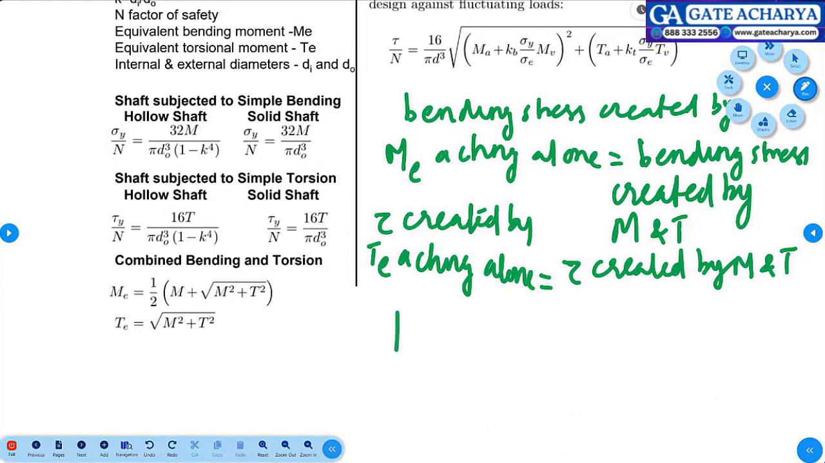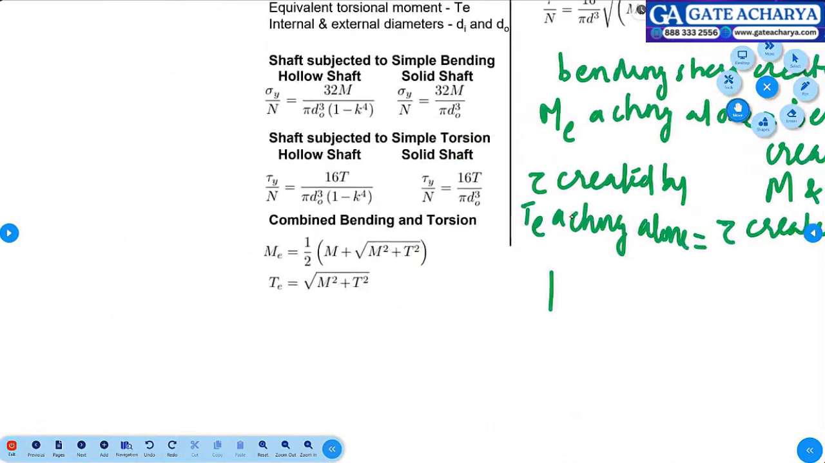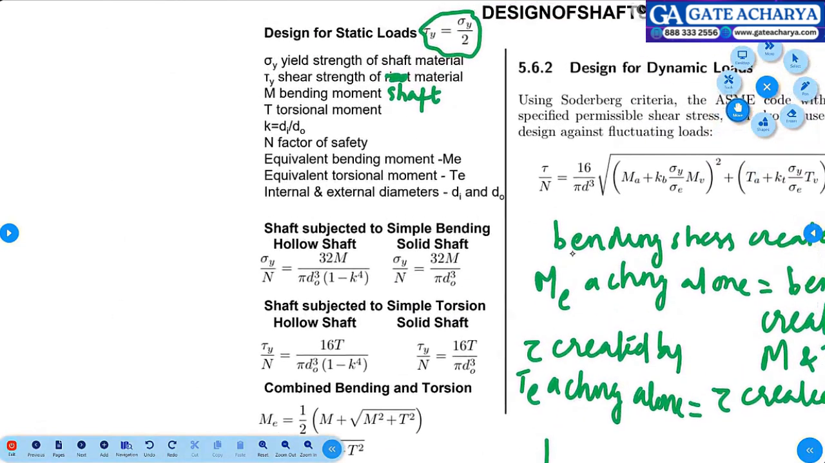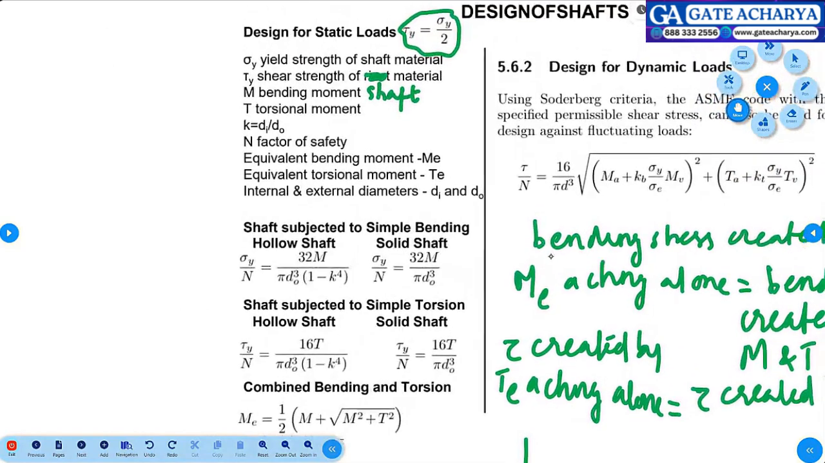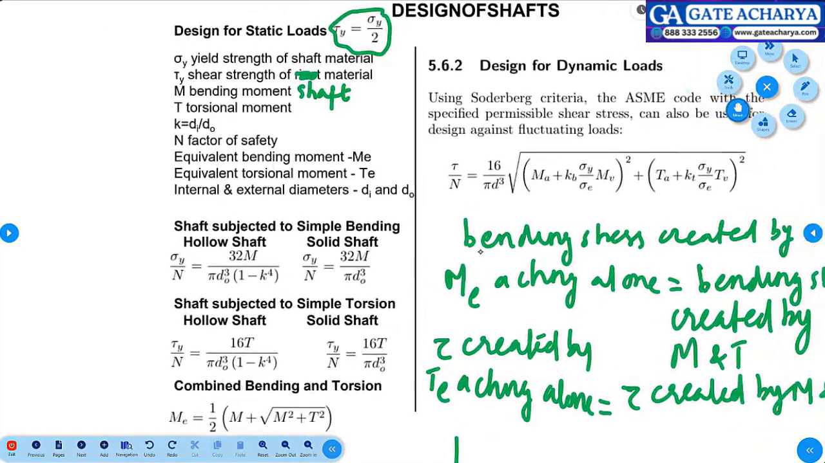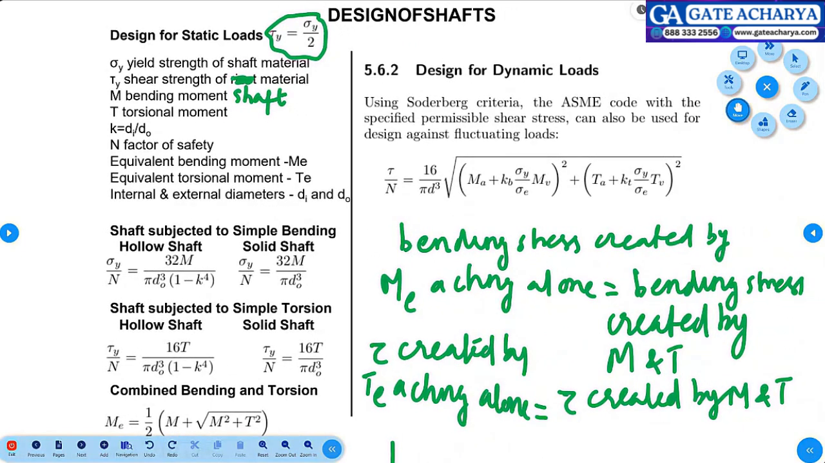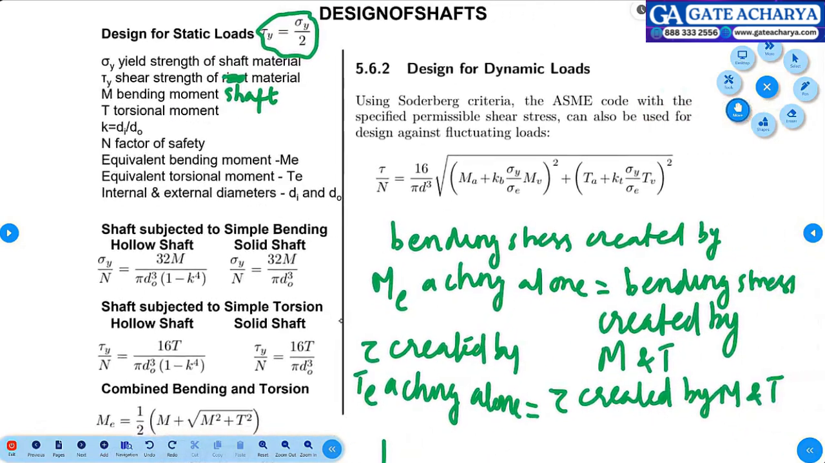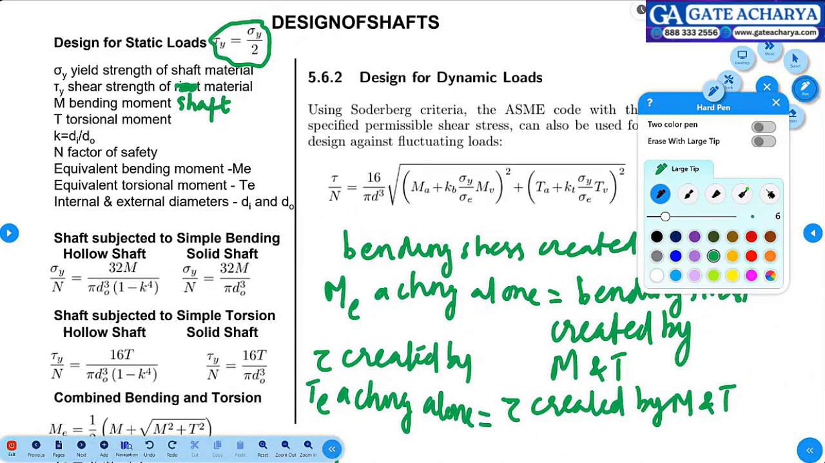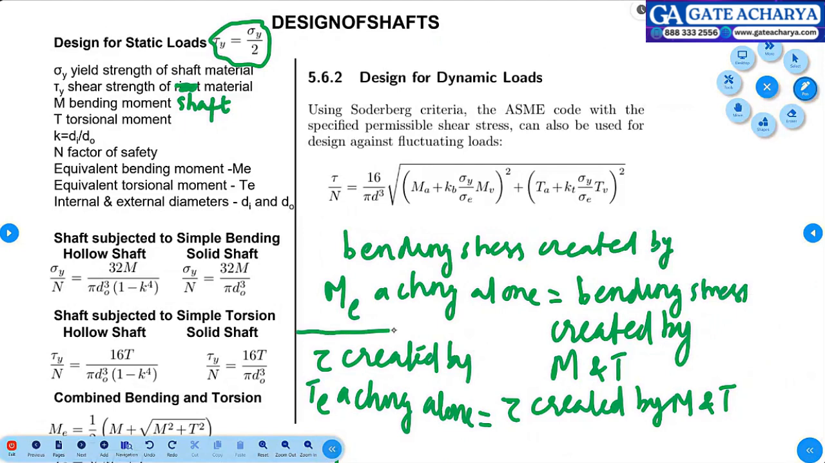Can anybody answer? I said before, can anybody answer? Sorry, pen. Can anybody? Torque will create shear. Okay. Why are you bringing M here?